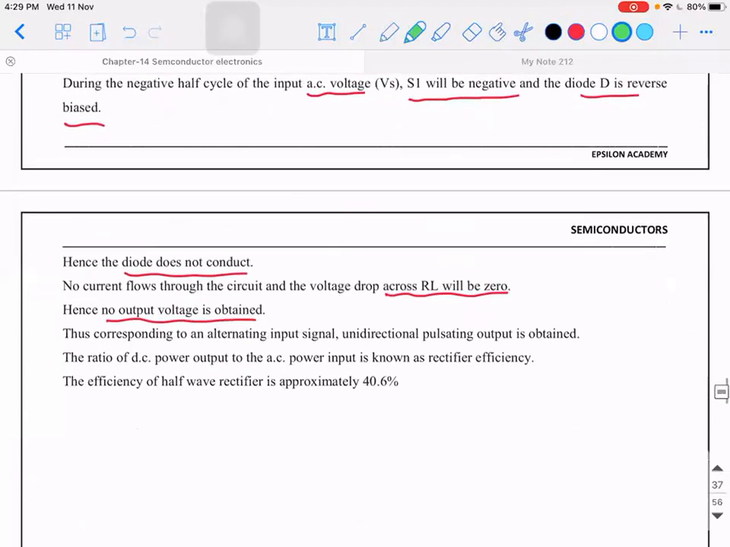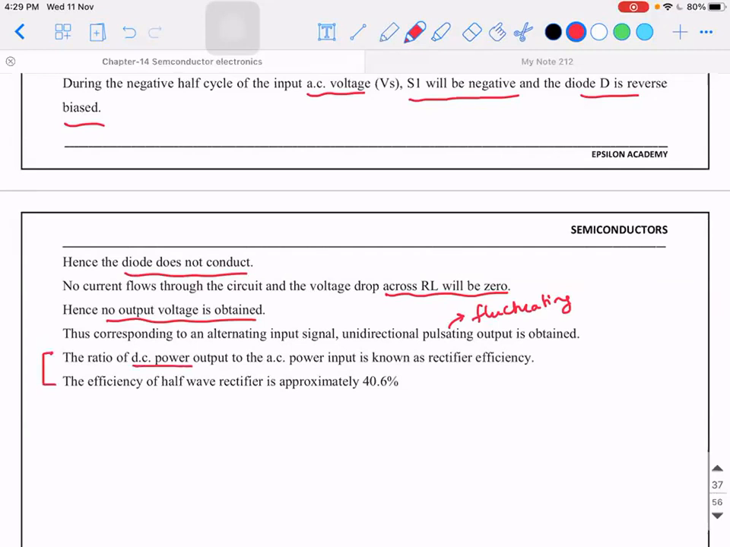Thus, corresponding to the alternating input signal, a unidirectional pulsating output is obtained. Here, pulsating output means fluctuating output. So it's a fluctuating DC. So this concept is for your information.